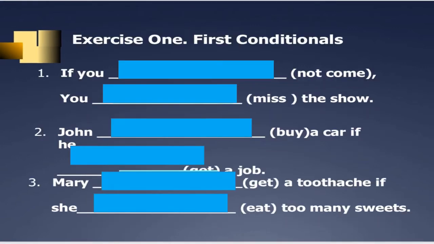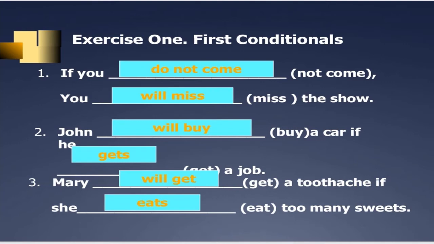Okay students, now pause the video here and try to solve this exercise 1 by using the first conditional. Let's check your answers. If you do not come, you will miss the show. Now, if plus simple present tense: if you do not come. The main clause is in simple future tense: you will miss the show.